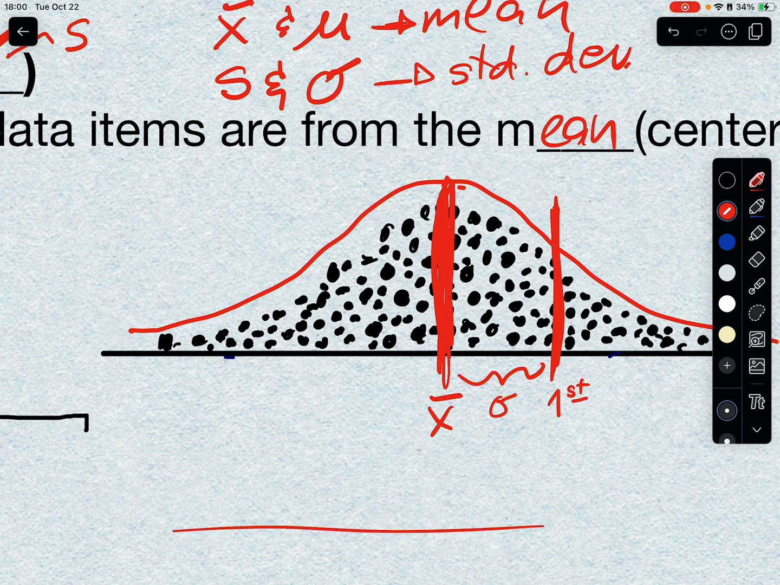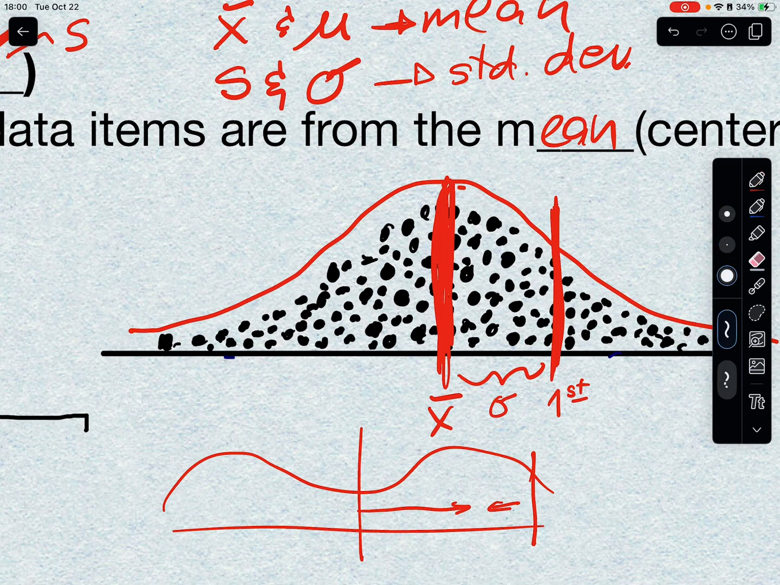Well, if the data set is like this, right, and your middle is here, and your first standard deviation is here, now that standard deviation is huge, right? Because it's that much further apart. Okay.